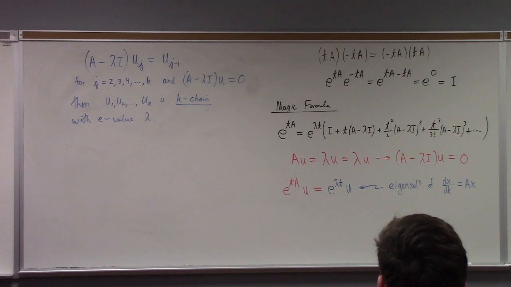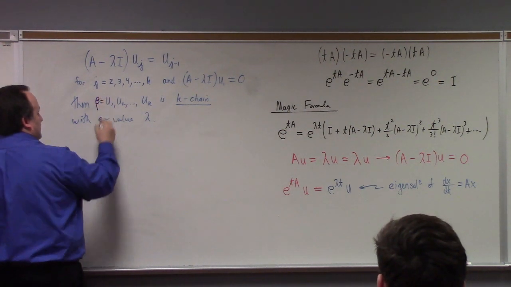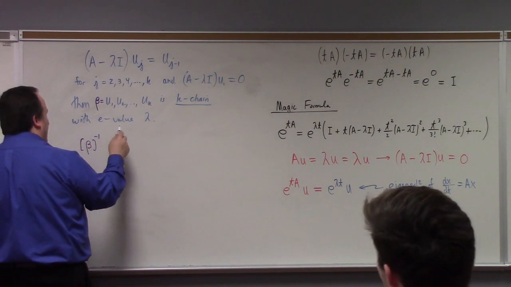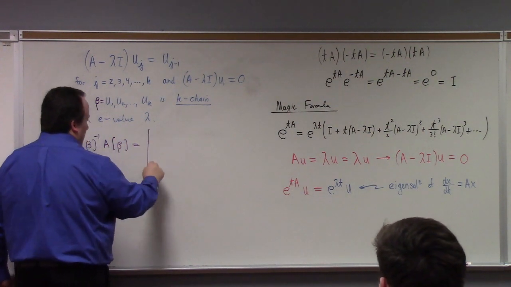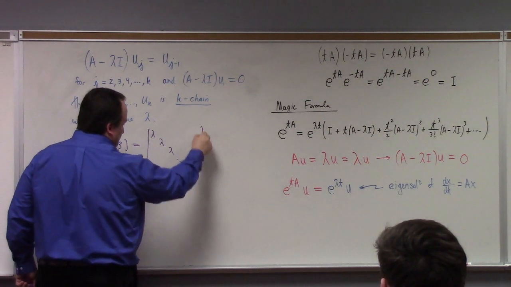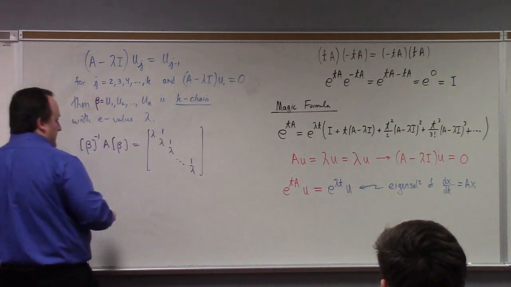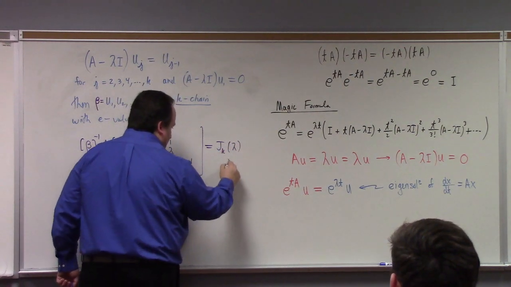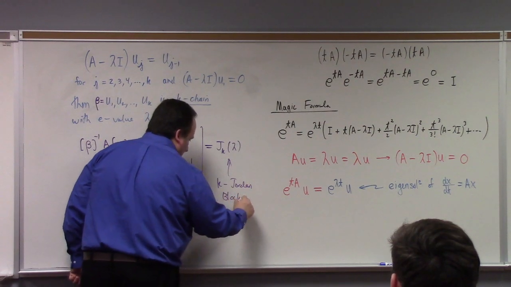If you look at the basis that's formed by such a thing, and we call it beta, and suppose A itself is k by k, then if we look at beta inverse A beta, what you get is lambda, lambda, lambda, lambda, with ones on the super diagonal, zeros everywhere else. This is called the k by k Jordan block.